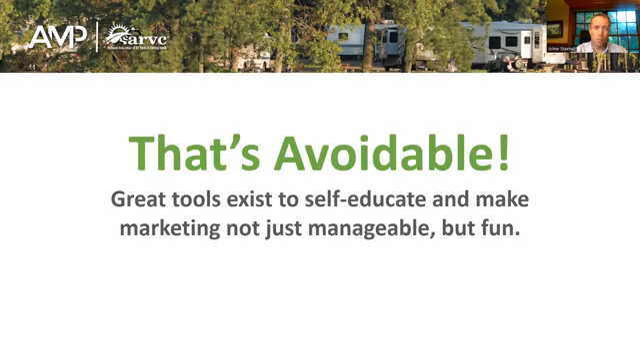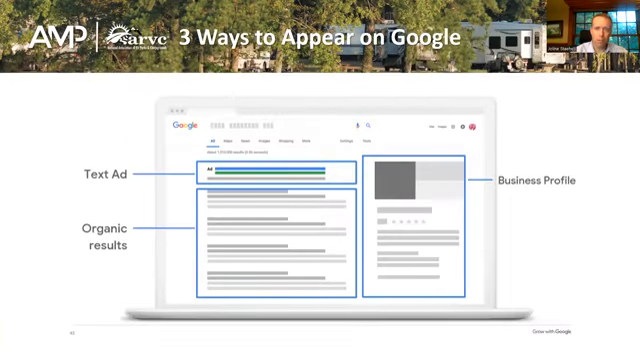There are great tools online to self-educate, and not just to make your marketing manageable, but to also make it fun and super engaging, and you'll get a great return from some of these tips. Let's talk first about the 3 ways to appear on Google. And some of these slides come straight from the Grow with Google slide deck that Google prepares for us to deliver to economic development groups or downtown merchant associations, or in this case, new members of campground associations. So just some basics.